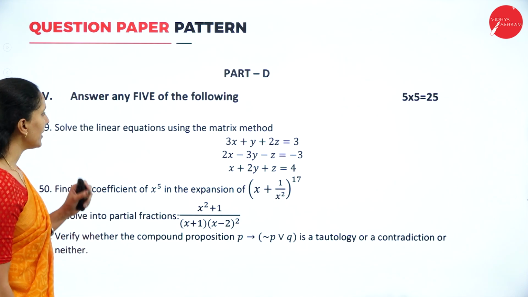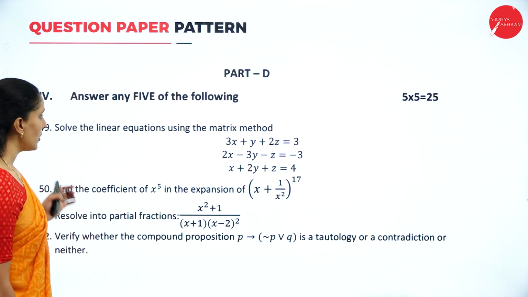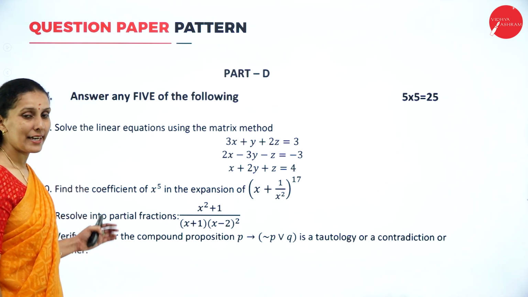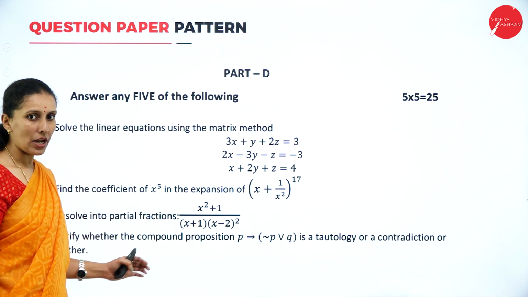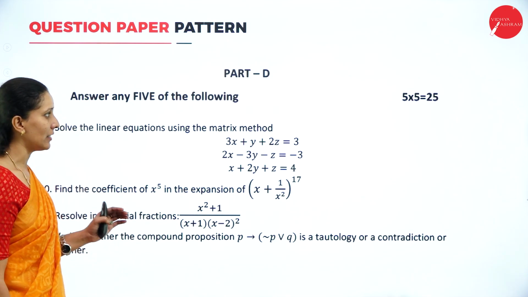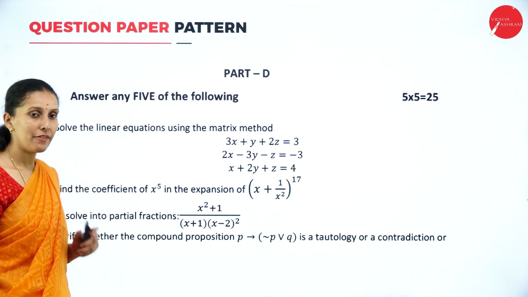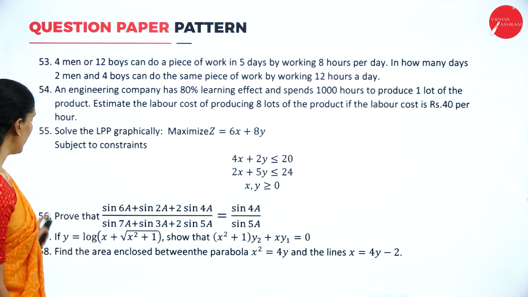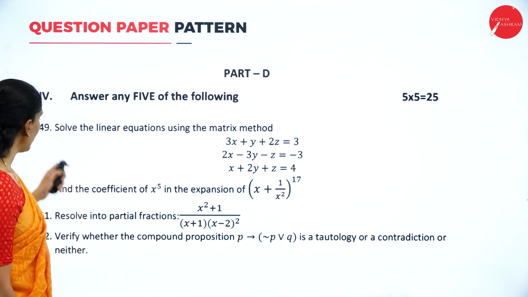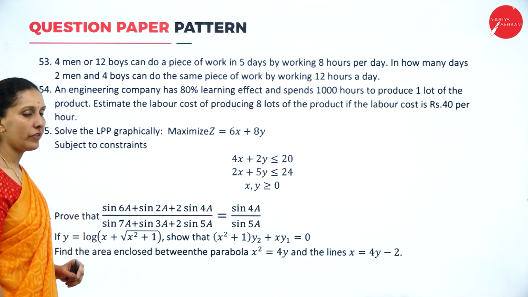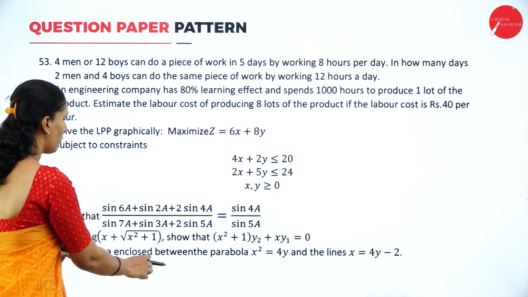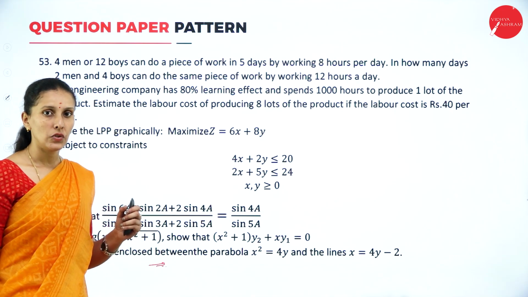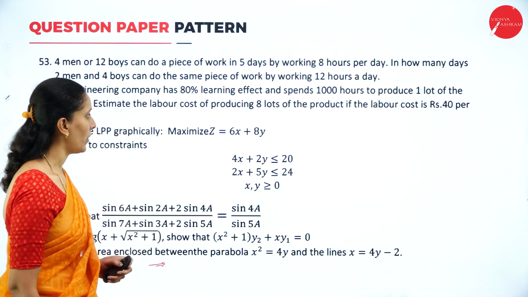Next we have part D section. As I told you, only study those questions from the chapters which you feel are easier. Here you are supposed to answer any 5. 10 questions will be given, question number 49 to question number 58. You have all types of questions as we discussed earlier. So write any 5 questions.